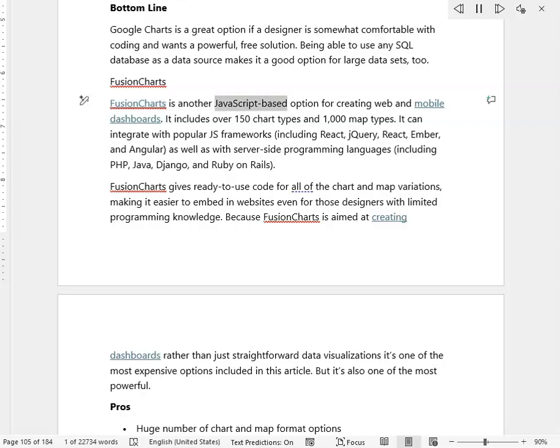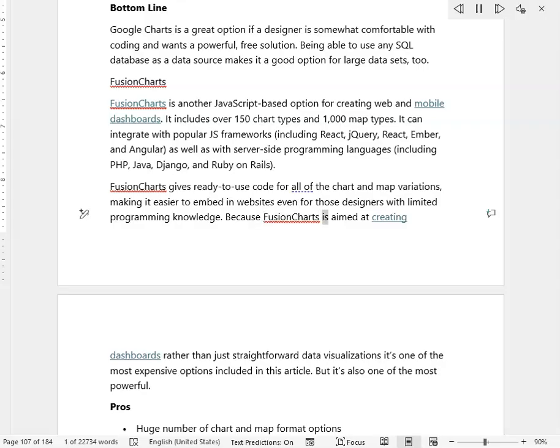Fusion Charts is another JavaScript-based option for creating web and mobile dashboards. It includes over 150 chart types and 1,000 map types. It can integrate with popular JS frameworks, including React, jQuery, Ember, and Angular, as well as with server-side programming languages, including PHP, Java, Django, and Ruby on Rails. Fusion Charts gives ready-to-use code for all of the chart and map variations, making it easier to embed in websites even for those designers with limited programming knowledge.